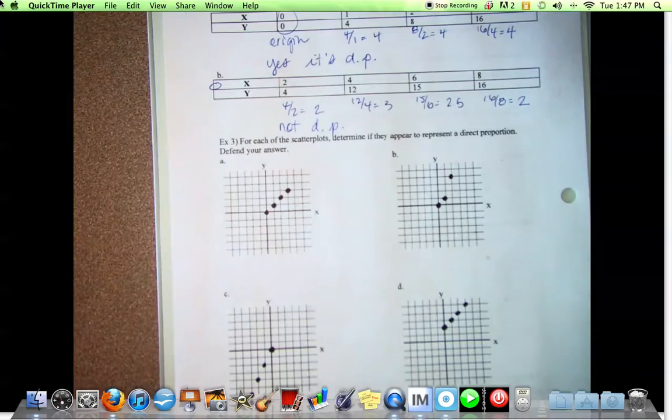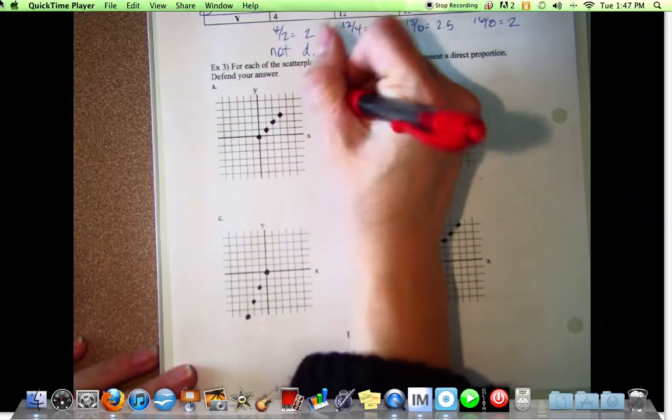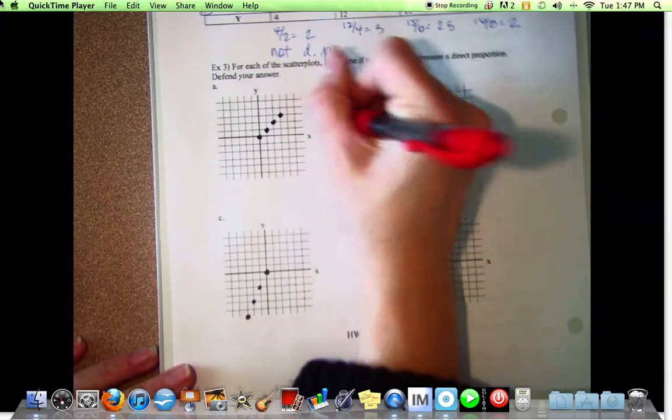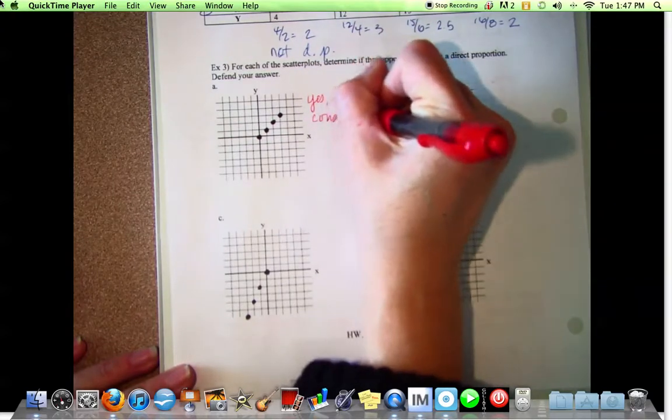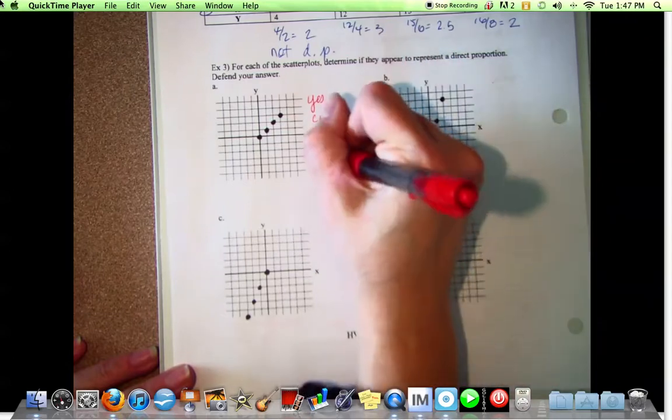For each of the scatter plots, determine if they appear to represent a direct proportion. Defend your answer. So the first one you're saying yes? Because it looks like it has a constant rate of change, the slope. Okay, it has a constant rate. What else does it have? Goes to the origin. Okay.